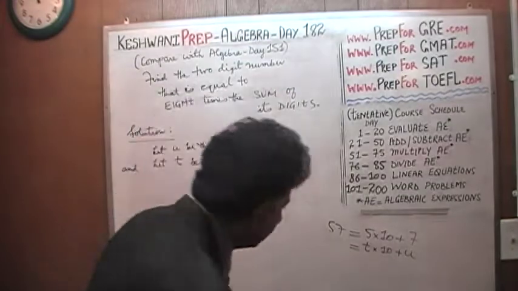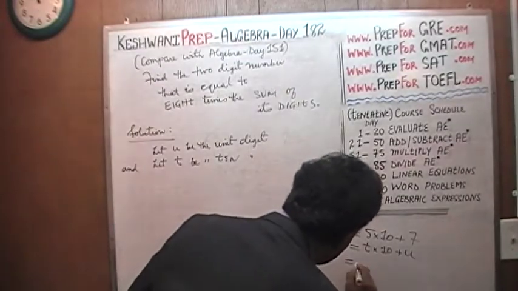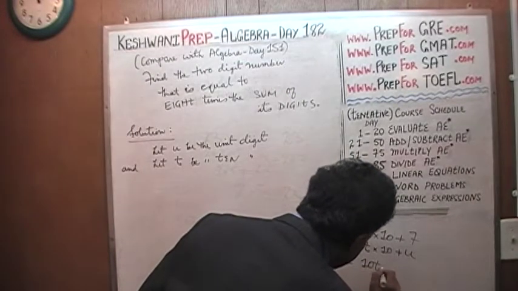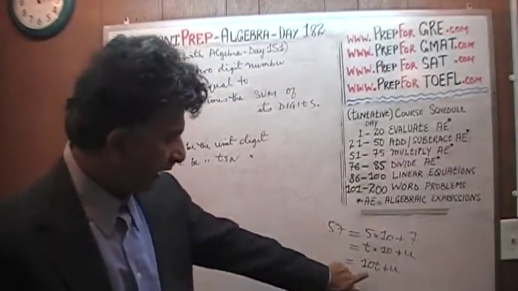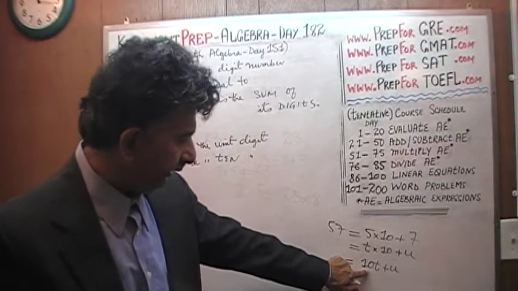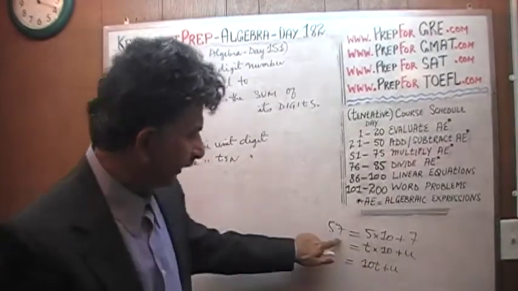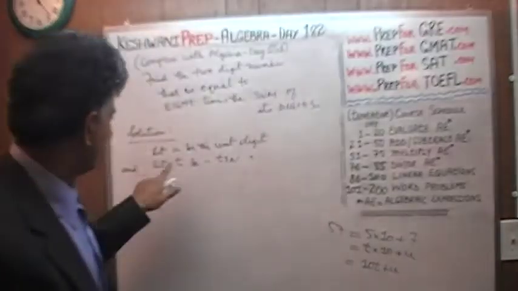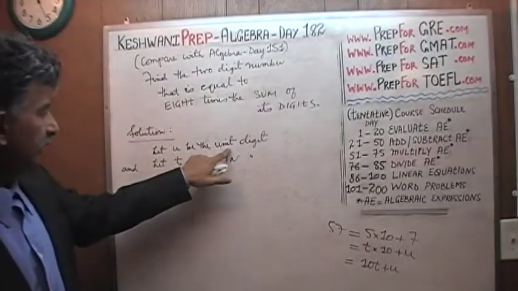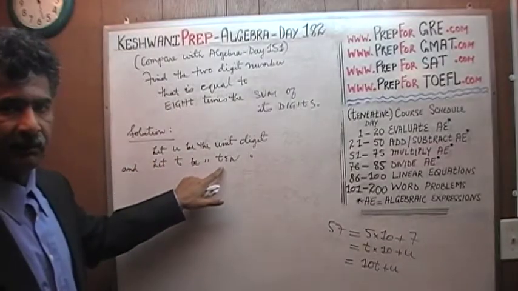Or better yet, if you want to represent 57, it's going to be represented as 10t plus u, where t equals 5, because 5 times 10 is going to give you 50, and then u equals 7. Here, t equals 5 and u equals 7. That's what we're talking about here. Let u be the unit digit, and let t be the 10 digit.